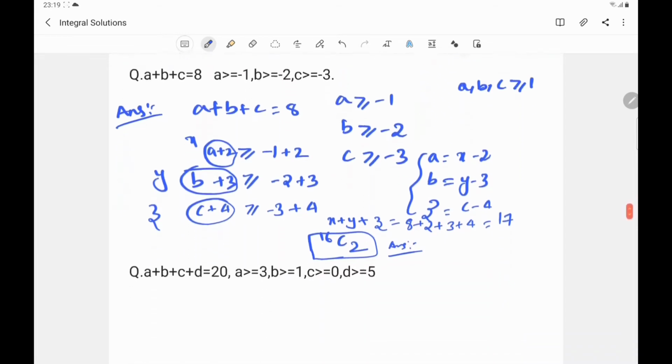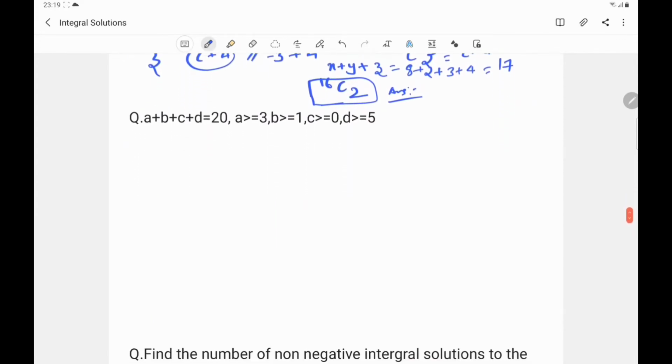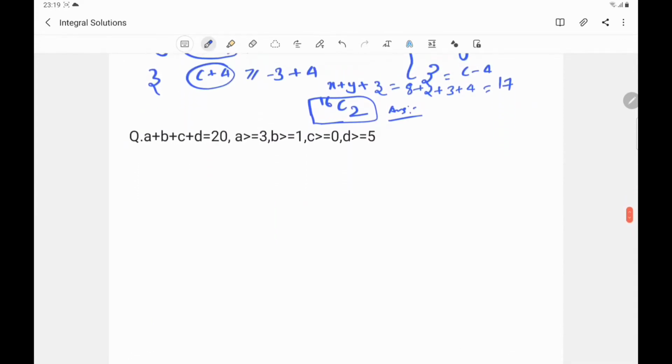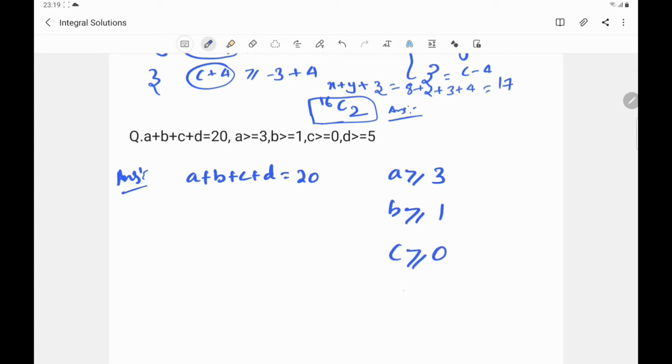Now let us look at another question. This question is similar to the earlier question. So a plus b plus c plus d is equal to 20, and a is given as greater than 3, b is given as greater than 1, c is given as greater than or equal to 0, and d is given as greater than or equal to 5.